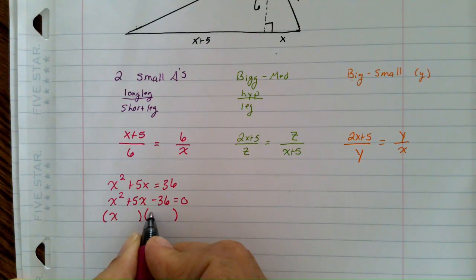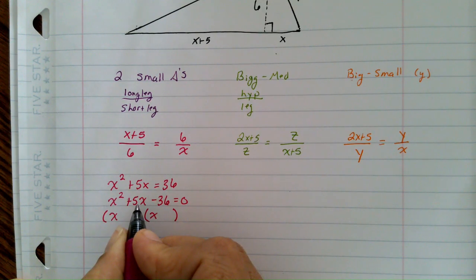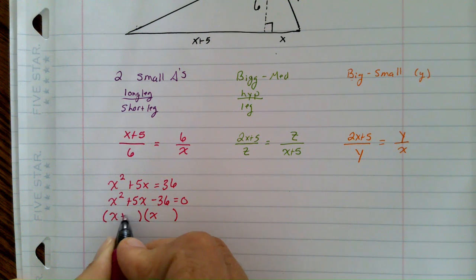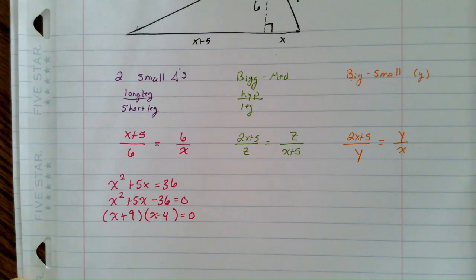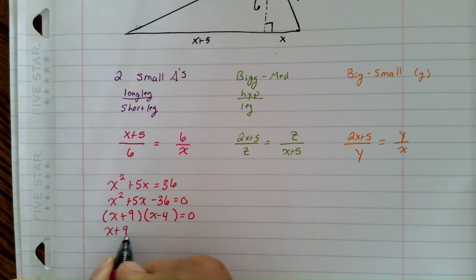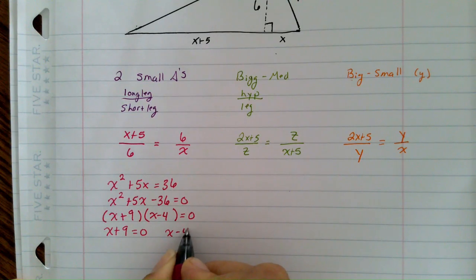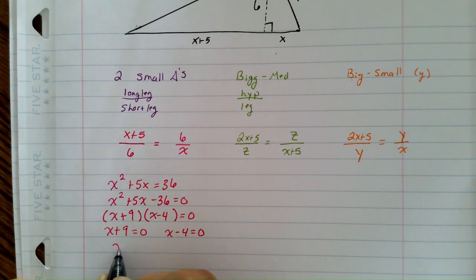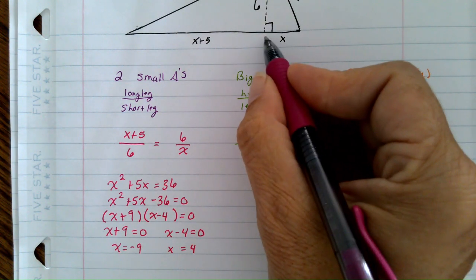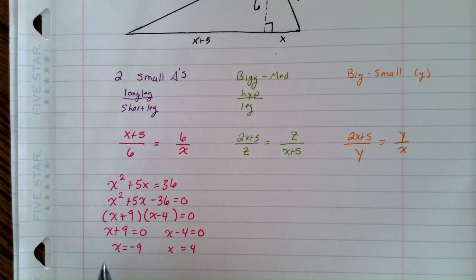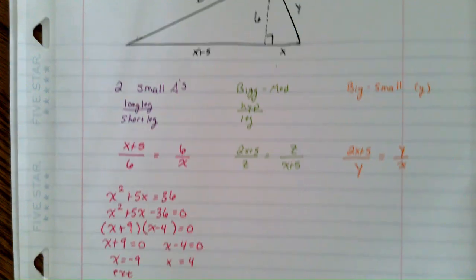So we've got x times x, and then we're trying to get to negative 36, but have the outside and inside make a positive 5. So that's why I'm going to pick positive 9 and negative 4. And now we're going to apply that zero product property, setting each of these equal to 0, because the only way to equal 0 is if one of the parentheses is 0. So we're getting 2 answers. I really don't want 2 answers for x, I just want 1. Well, x is sitting right here, and x has length, so x cannot be negative. So this one's extraneous. And we find out that x is 4.